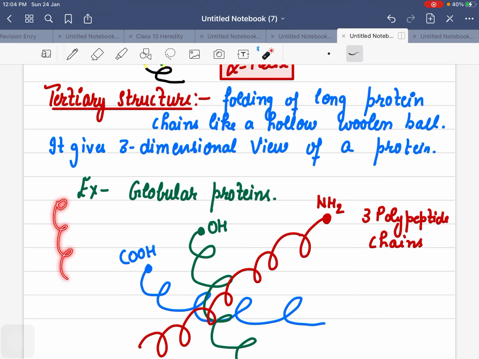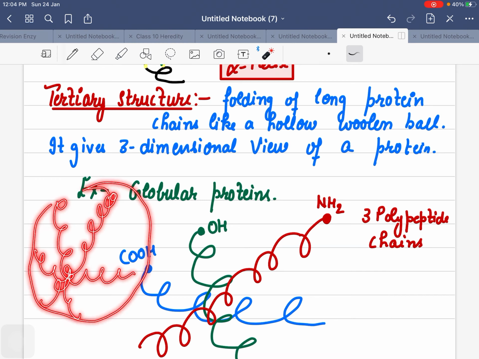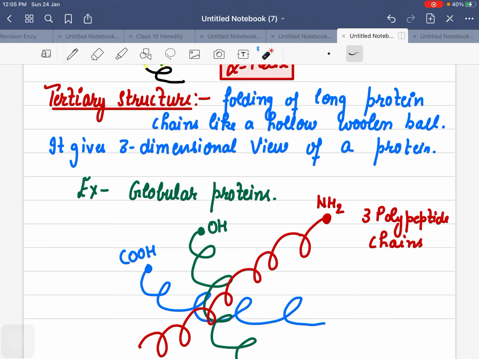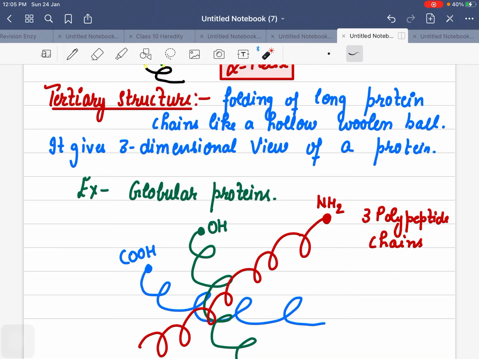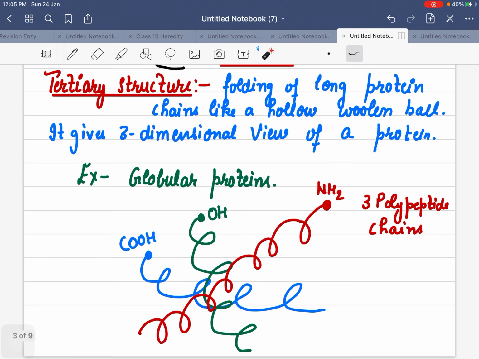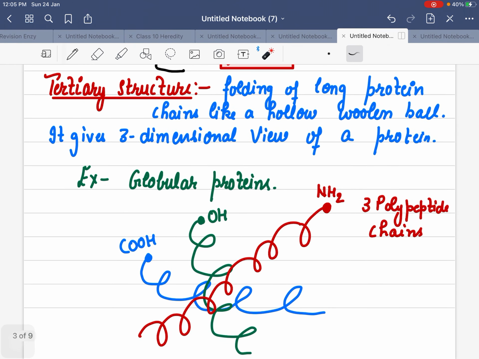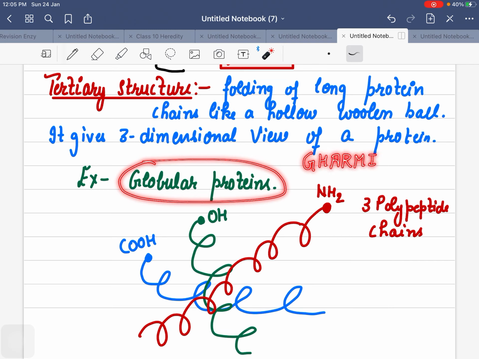And suppose now when one polypeptide chain, second polypeptide chain, third polypeptide chain appear like a ball, a woolen ball, they are actually responsible for the 3D structure of a protein. So which structure is actually responsible for the 3D view? That is our tertiary structure, and mostly globular proteins. I will tell you one mnemonic for how to remember these globular proteins.